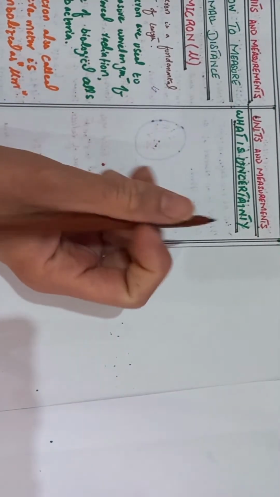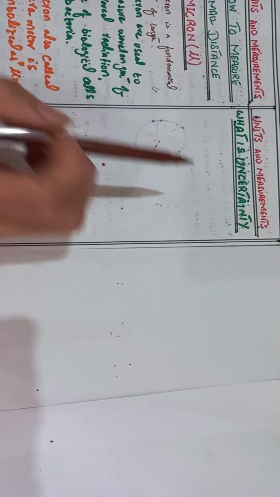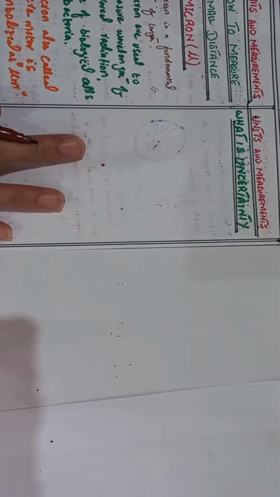Uncertainty means how unsure we are about our measurements. Every time we measure something like length, weight, and time, there is always a little doubt. That doubt is called uncertainty. So today we discuss uncertainty. First we write its definition. What is uncertainty?